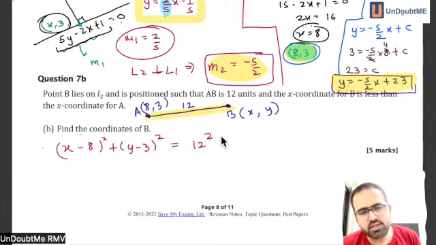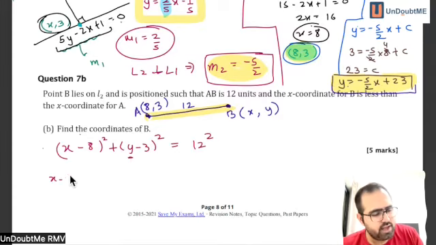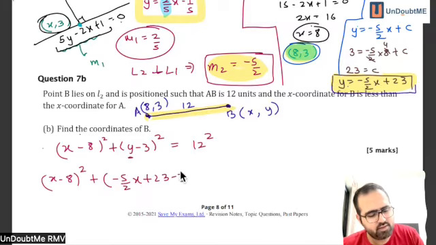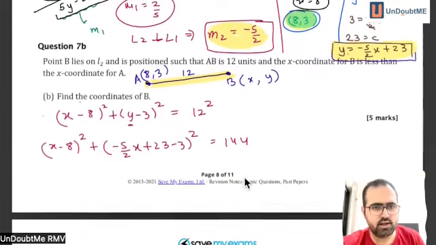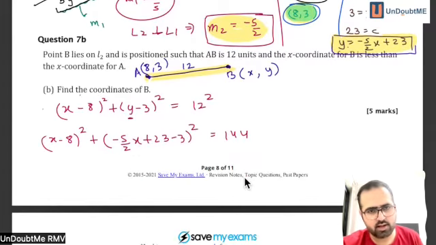Now here my suggestion is that before actually starting, you should replace the y value by minus 5 by 2 x plus 23. Okay, so (x minus 8) whole square plus (minus 5 by 2 x plus 23 minus 3) whole square is equal to 144. This equation can be plugged into the calculator as well, and you can get the solution from there.